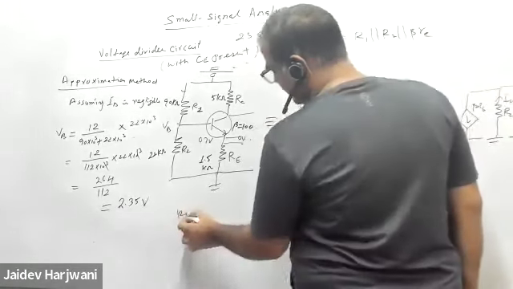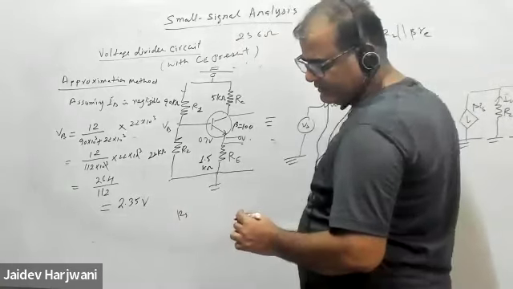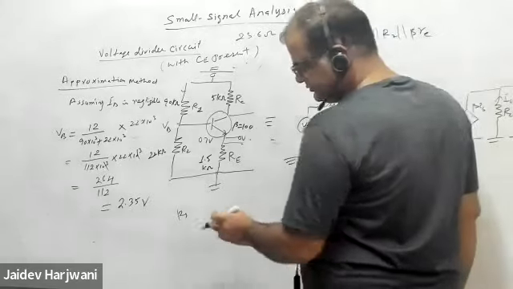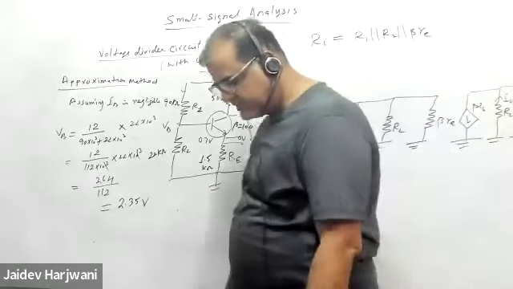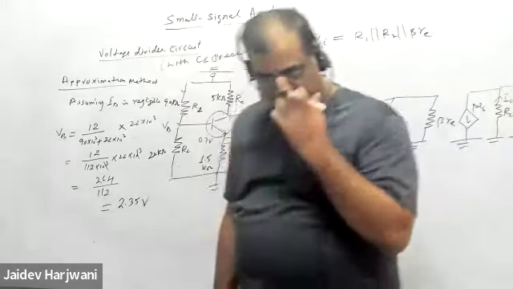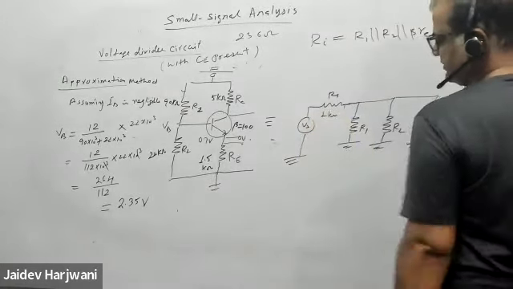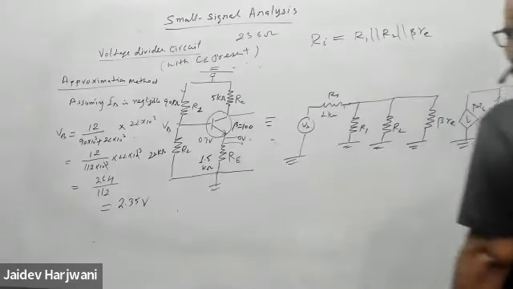Was the RS value given or not given in the question? Tell me. Given, sir. Given 1K. 1K was given. And put it 1K also. What is the problem? So I'll find the input resistance now.